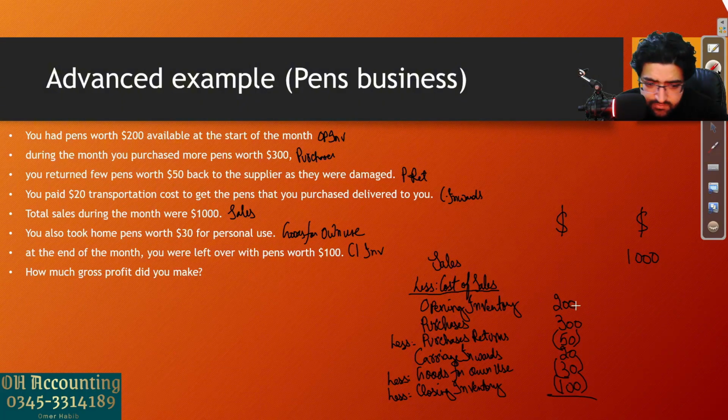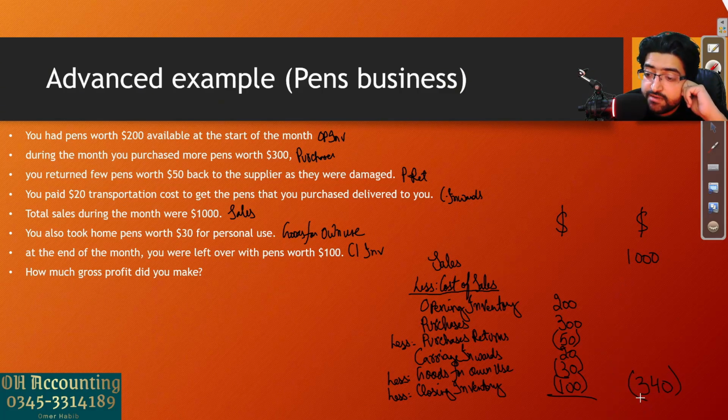Okay. Use your calculator and do this working. This will become 500 minus 50, 450, 470, and then 440 and 340. So my cost of sales is 340. You can use your calculator and double check if you want.